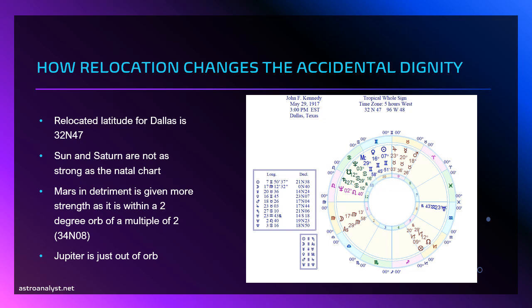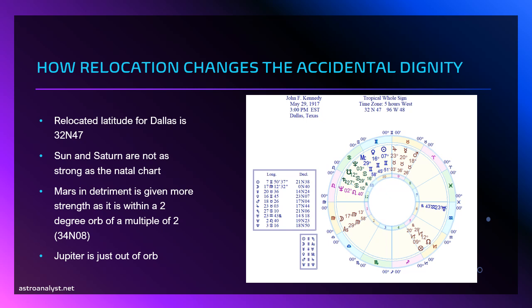Now, in his case here, Mars is now in a match with the declination. At 17 degrees north 4 minutes, it is a match with the 32 47 latitude, and so it's within the 2 degree orb. Jupiter, you would think, oh well, Jupiter's at 17 degrees. Well, it's at 17 degrees 44 minutes, and it's just outside the orb. It's not quite there. So now we have John F. Kennedy's change, emphasizing more of Mars, de-emphasizing Sun and Saturn.